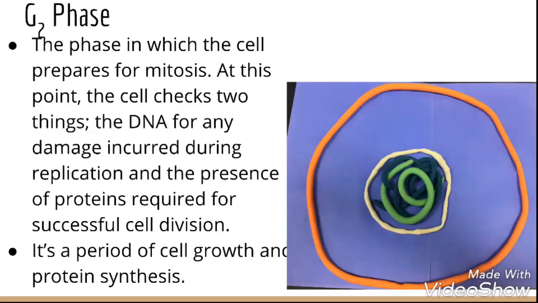In G2 phase, the DNA gets checked for errors after it's been replicated during S phase. These errors are checked for at proteins called checkpoints, which ensure that mitotic events occur in the correct sequence.